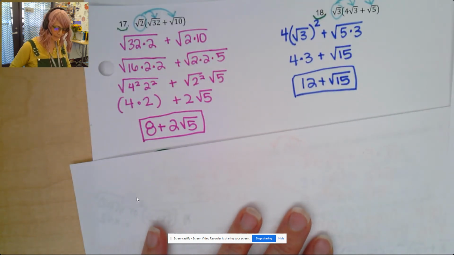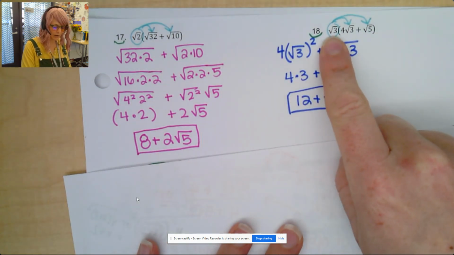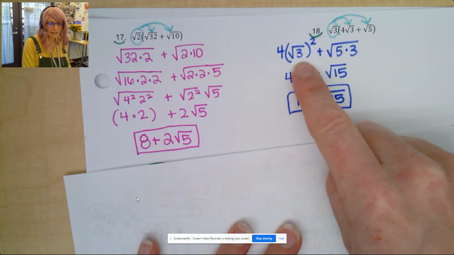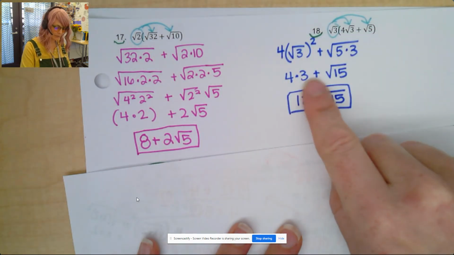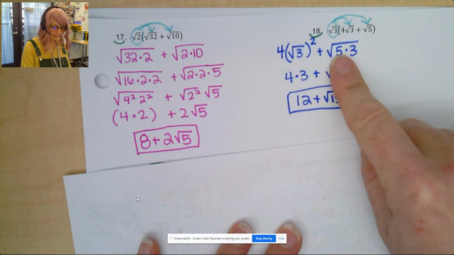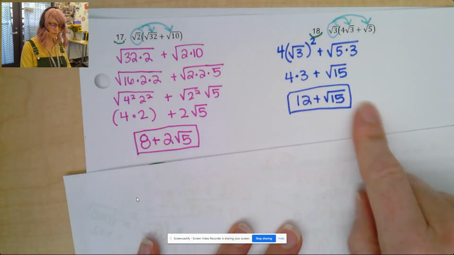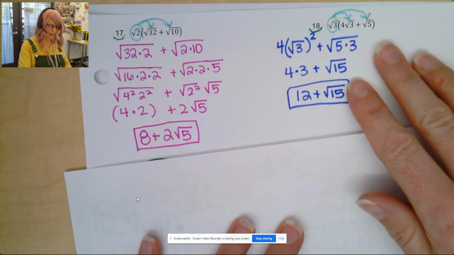Let's take a look at 18. 18, very cool, because since we're distributing the square root of 3, remember, if you're multiplying a square root by itself, just say it's that square root squared. Square roots and squares are inverse operations, and they cancel out. So 4 times 3, 5 times 3, nothing you can do there. Just square root of 15, so we have 12 plus the square root of 15. Don't forget your plus symbol.